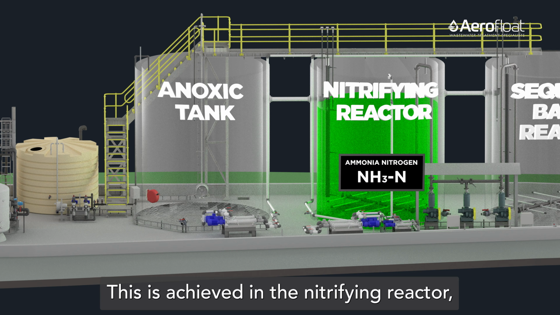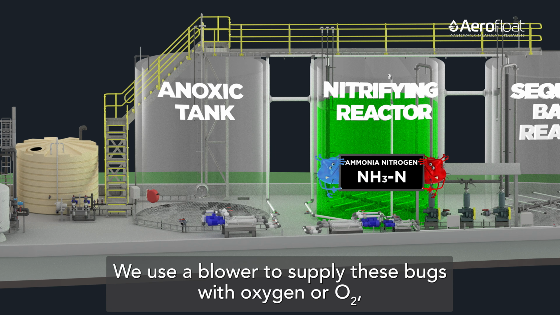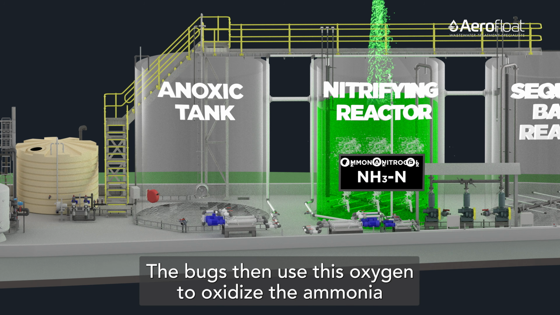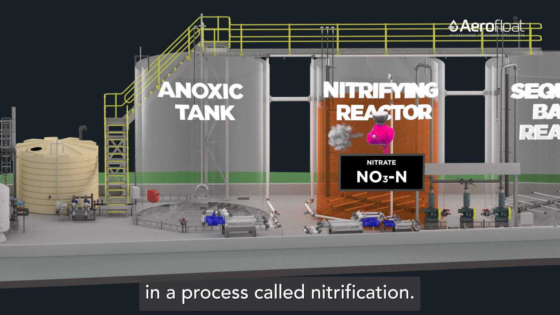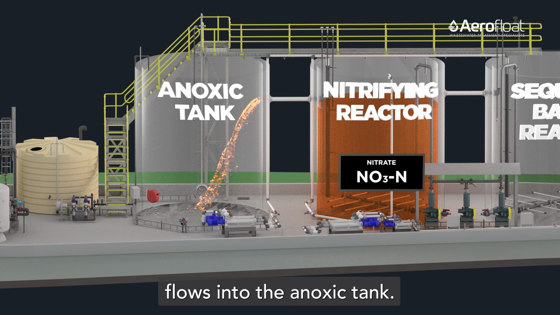This is achieved in the nitrifying reactor, which is filled with millions of microscopic organisms, or bugs. We use a blower to supply these bugs with oxygen, or O2, while we feed the tank with the nitrogen-rich leachate. The bugs then use this oxygen to oxidize the ammonia into nitrate, or NO3-N, in a process called nitrification. Next, the nitrate-rich water flows into the anoxic tank.